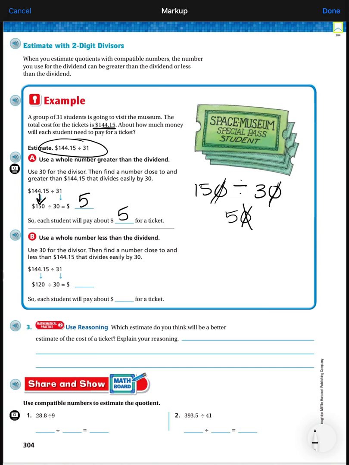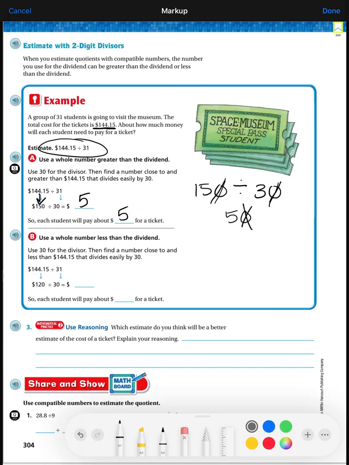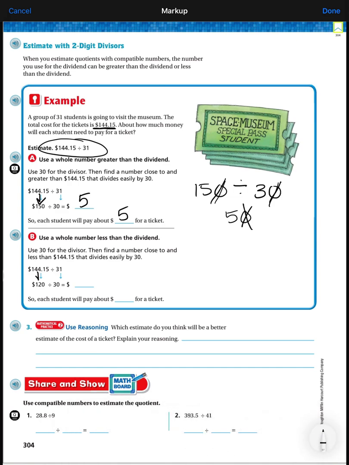Let's look at the next one, Part B. They changed this time 144.15 into a smaller number, which is 120, because 120 is a great compatible number for 3. So they take 120 and divide it by 30. Ignore the zeros. 12 divided by 3 is 4. And since they both have a 0, we don't have to add 1. So they get $4. So each student will pay about $4 for a ticket.